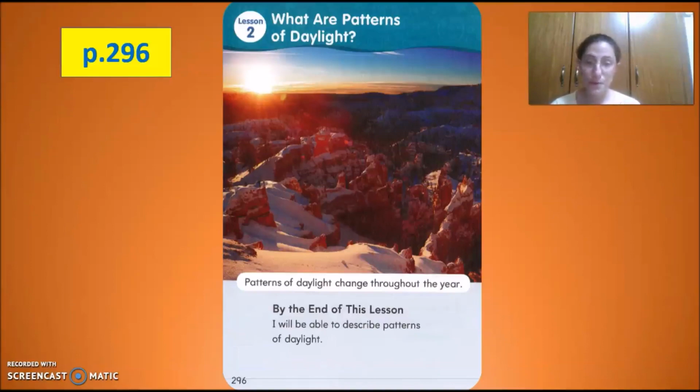Clear so far? By the end of this lesson, I will be able to describe patterns of daylight. Remember carefully that when we say the word describe, it means we're going to be able to tell what this thing is, how it is, when it happens. So by the end of this lesson, I will be able to describe patterns of daylight.